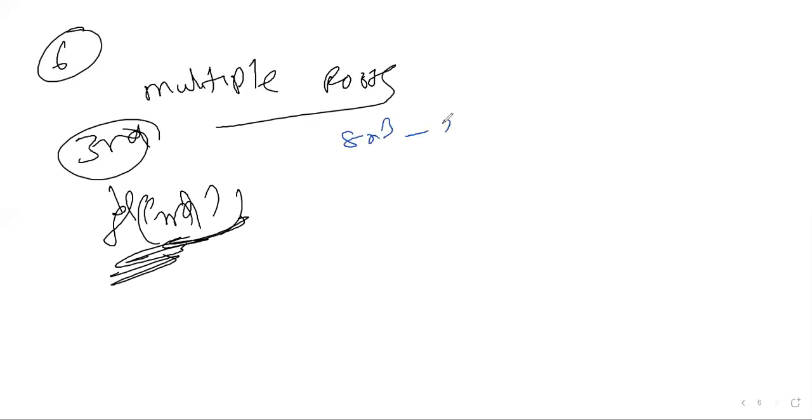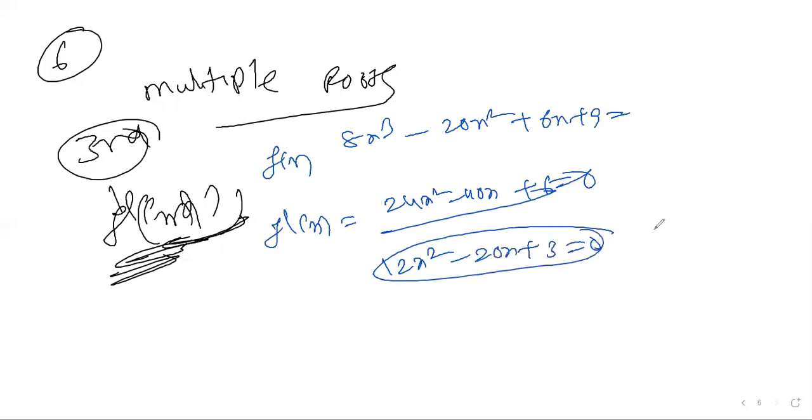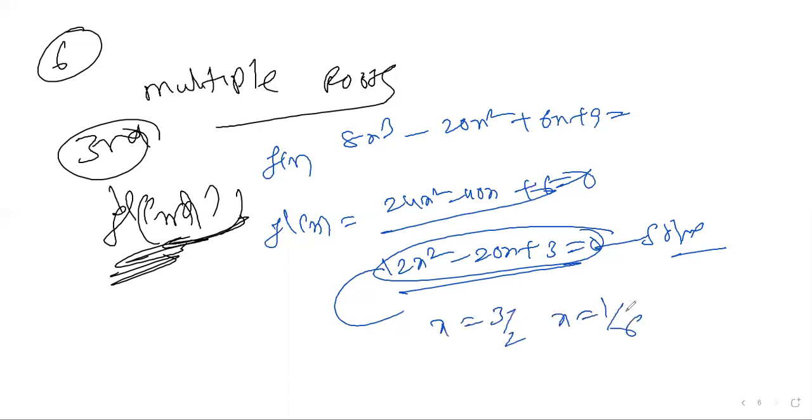8x cube minus 20x square plus 6x plus 9, that is f of x. What is f dash of x? 24x square minus 40x plus 6. f dash of x is equal to 0. If you want to take something common, take it. If I take 2 common, 12x square minus 20x plus 3. This second order equation you solve, right? Simple. If you solve this, you will get 2 roots or 1 root. Nothing wrong in that. After solving, you'll get x is equal to 3 by 2, x is equal to 1 by 6. I got 2 roots.